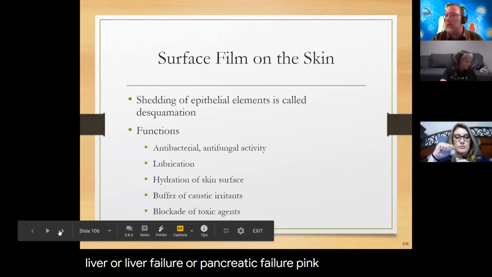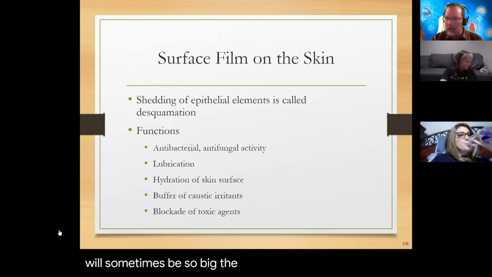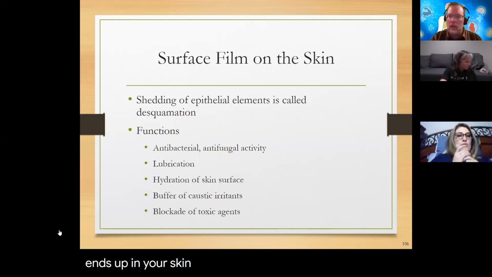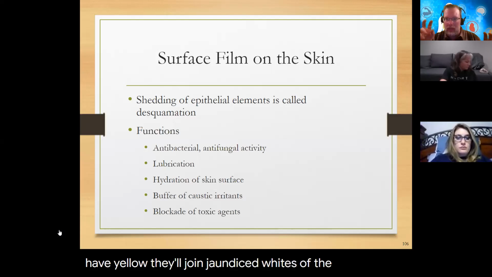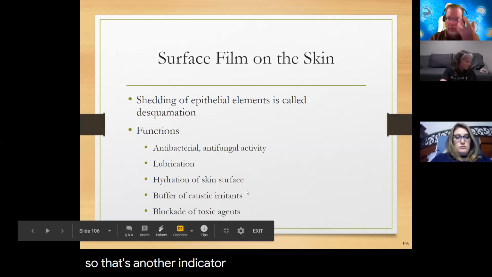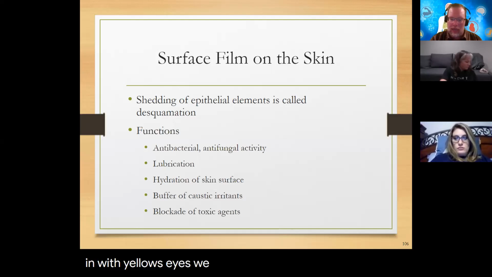Pancreatic tumors will sometimes be so big they'll block the duct that bile leaves, and so bile gets distributed in the bloodstream, and then it ends up in your skin. In severe alcoholism, they'll have jaundiced whites of the eyes. Their eyes are now yellow, not white. Okay, so that's another indicator. If you have a patient that comes in with yellow eyes, we know their liver's probably shot.